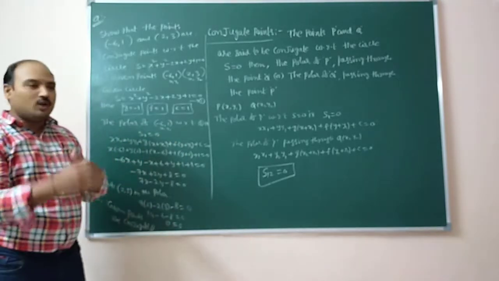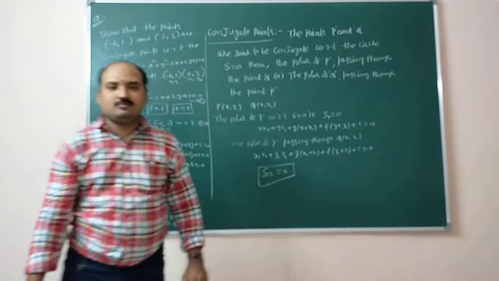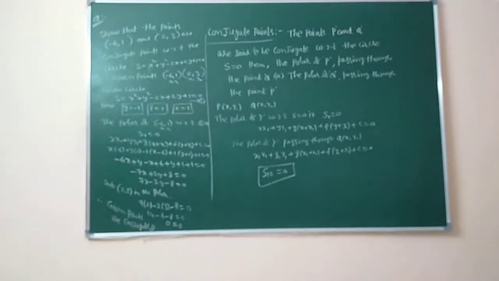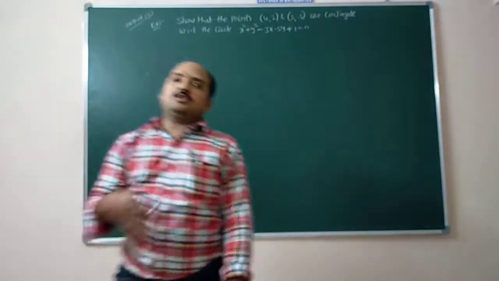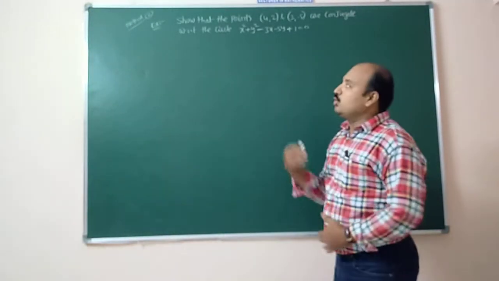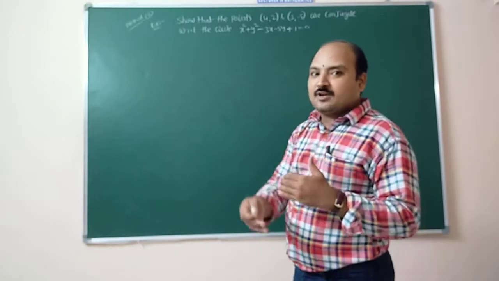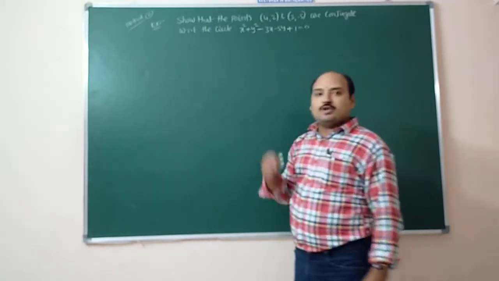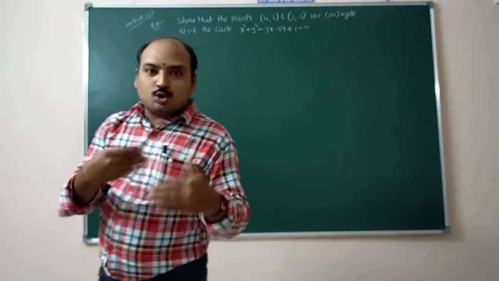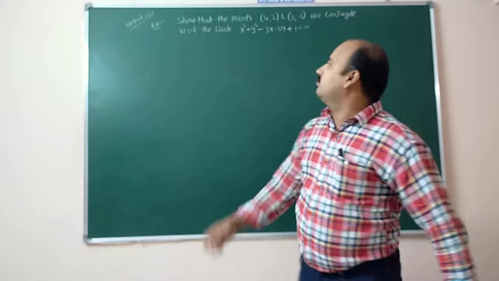Same type of question we'll do by using this condition in the next. Next question, this method 2 I am going to explain for this problem. Previously, by definition of conjugate points we explained. Now for this, I am going to explain the method 2. That means by using that point, by using that formula.